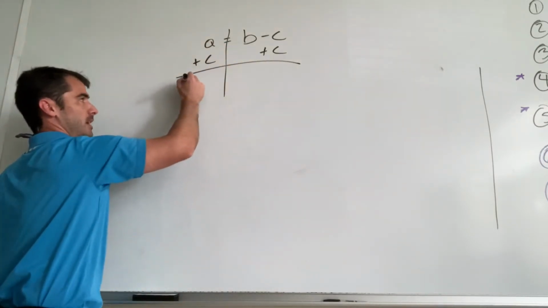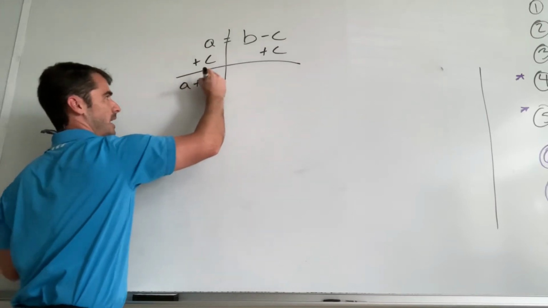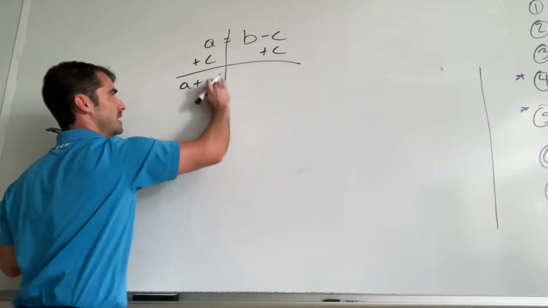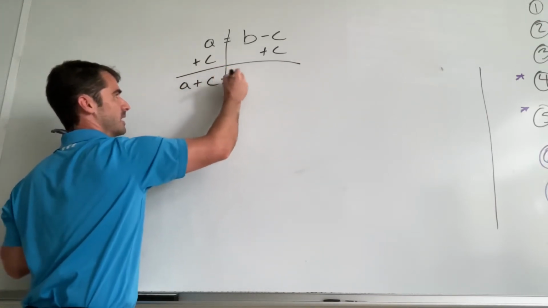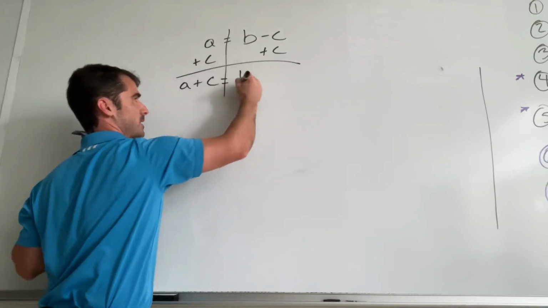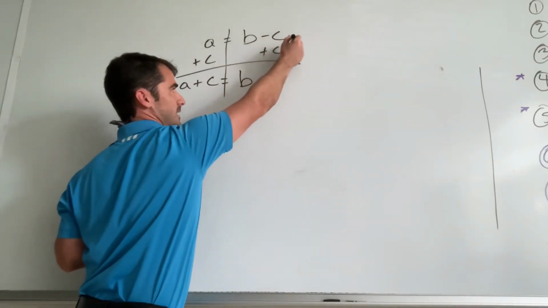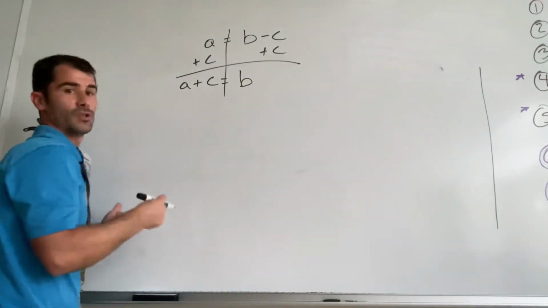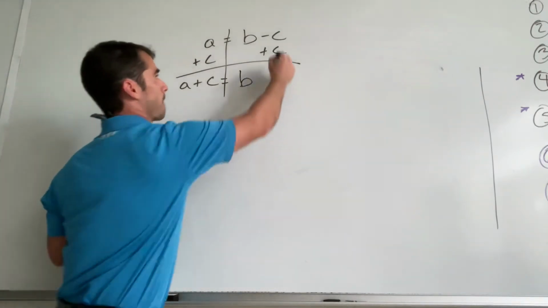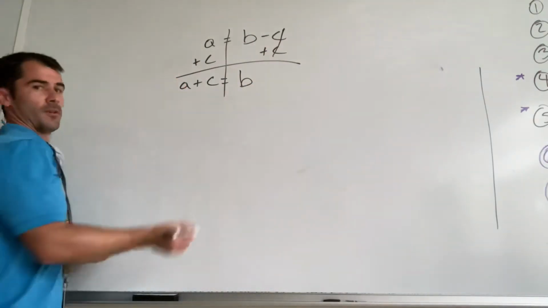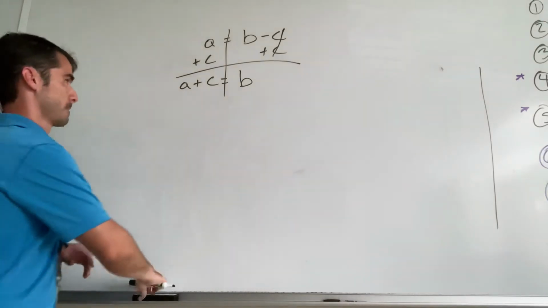Since they're not the same letter, I can't combine them. So I rewrite it a plus c equals, bring b down because I didn't do anything to it, and if you had minus c and then you added c again, you've gotten rid of it. So I have solved for b here.